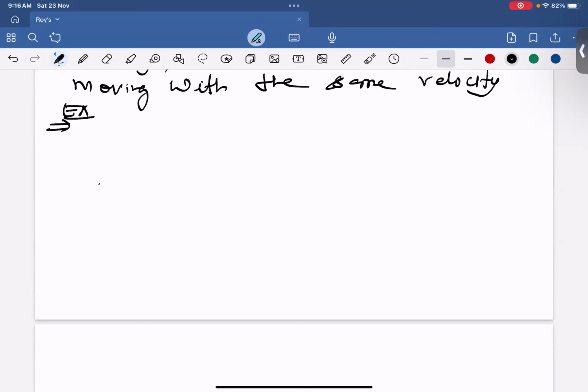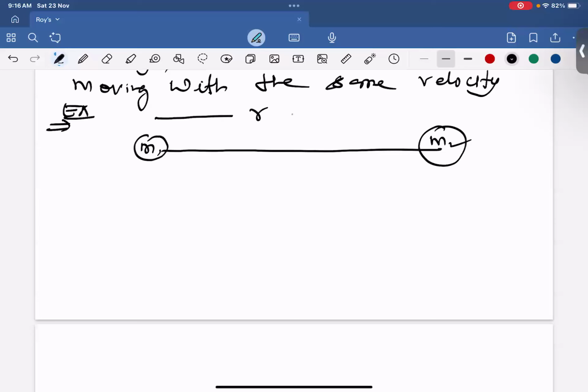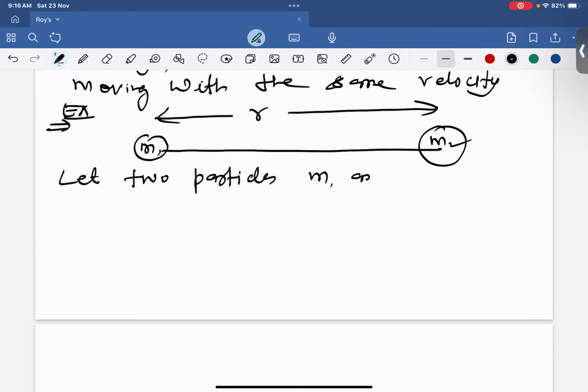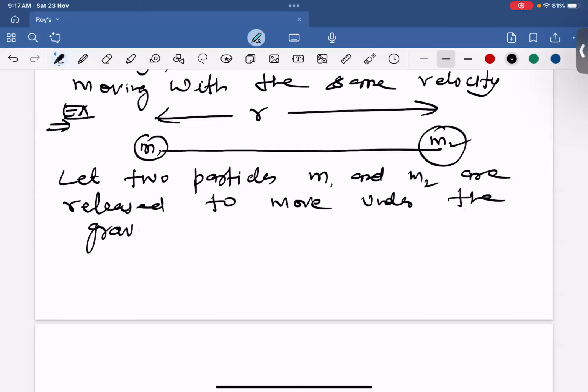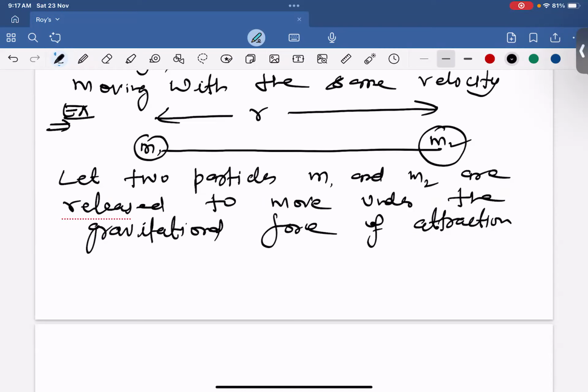Let's suppose two particles are there. One particle is M1 and the other particle is M2. Initially they are at some separation R. This separation is given as R. So let's suppose two particles M1 and M2 are released from rest, to move under the gravitational force of attraction.